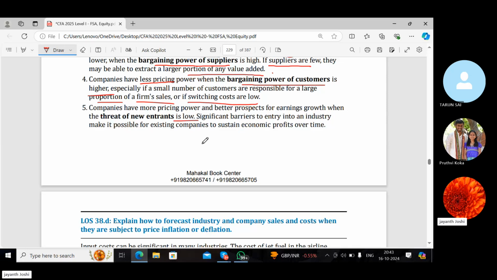Yes, when fewer firms are entering the market and there is less intense competition, you have better pricing power. You can charge more to the customers because you are dominating. And significant barriers to entry into an industry make it possible for existing companies to sustain economic profits over time.